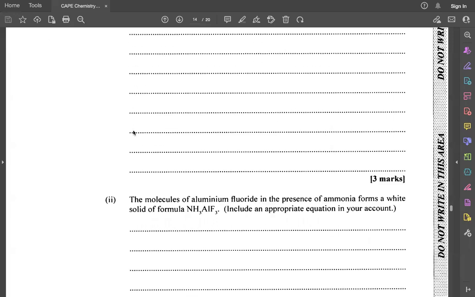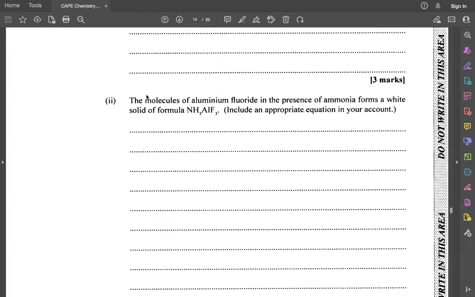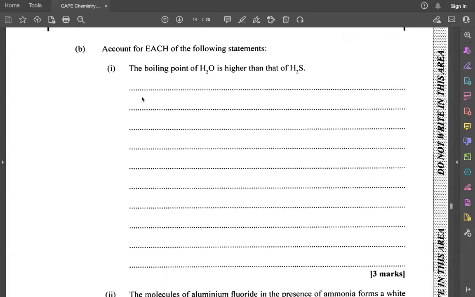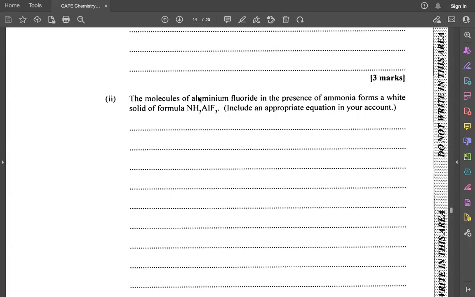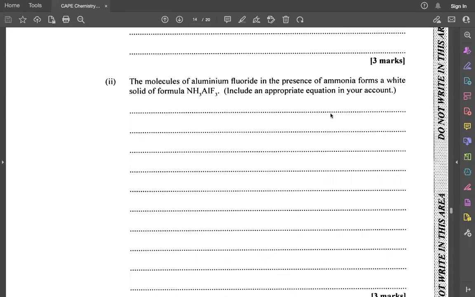And then we're ready to move down to part I of B, which is saying that we're supposed to explain, account for the statement that the molecules of aluminum fluoride in the presence of ammonia form a white solid of formula NH3AlF3. And they said we should include an appropriate equation in our account. So I guess the first thing that we need to do is draw what aluminum fluoride looks like, and then show how that would change once we bring ammonia into the picture. So I'm going to draw what aluminum fluoride looks like. So that's AlF3, right? That's what we would form.